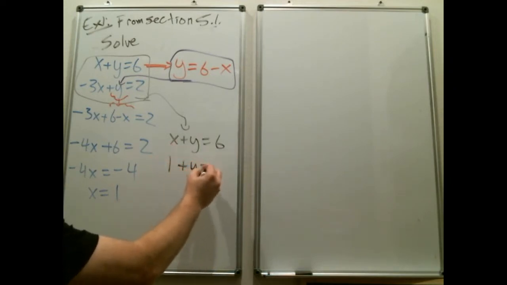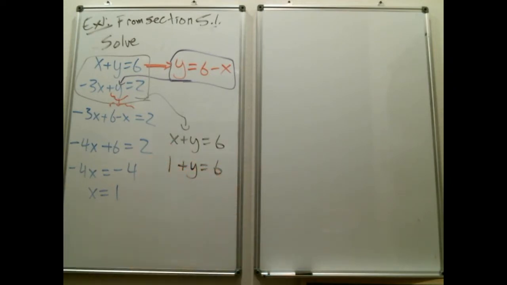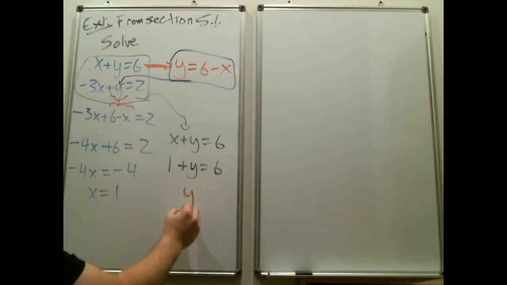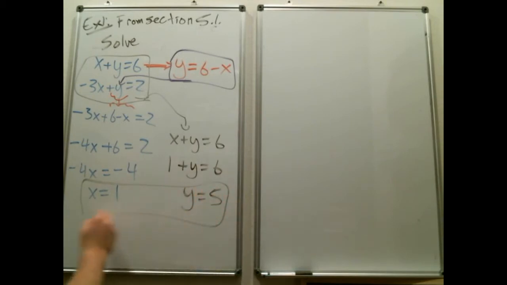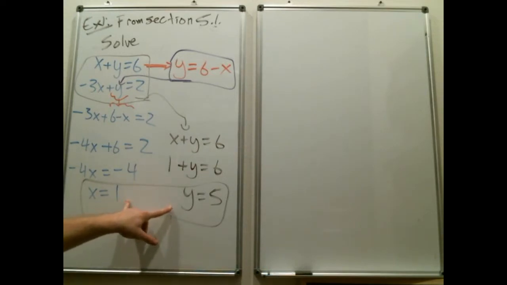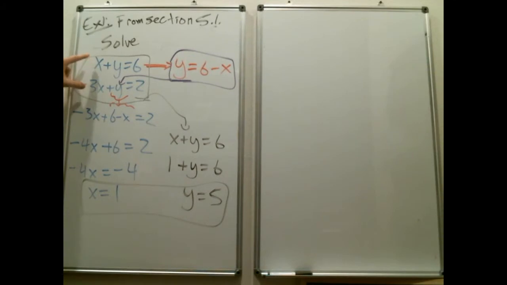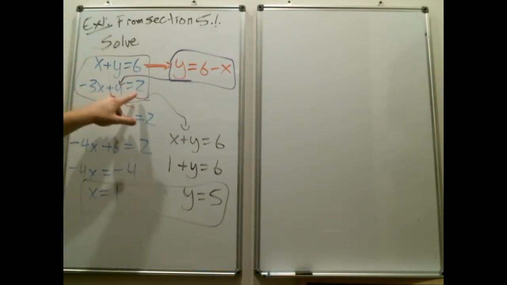That's 1 plus y is equal to 6. And then subtract 1 from both sides. So y is equal to 5. And this x equal 1 and y equal 5 would be your answer. And if you want to check yourself, you take this x equal 1 and y equal 5 and you plug it into both of these equations, and the top one will equal 6 and the bottom one will equal 2.